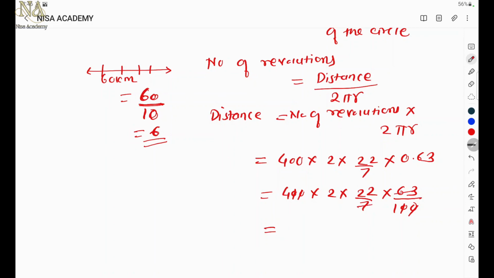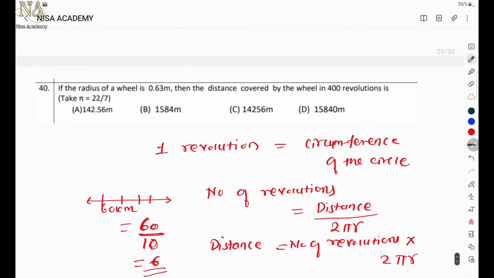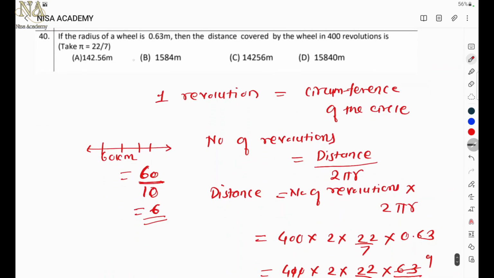See what you will get. 7 nines are 63. Okay. So 88. This is 9. And you get it as 1584 meter. And the answer, see, option B. Okay. 1584 meter.